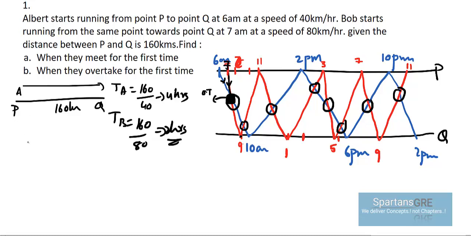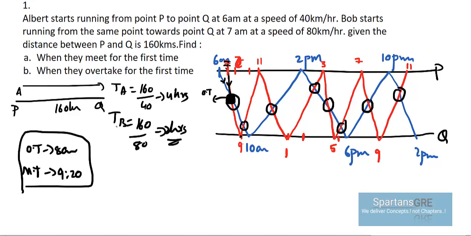When we solve, we got our overtaking time as 8 o'clock, 8 a.m., and our meeting time is 9:20. We are talking about the first meeting and the first overtake. So with the diagram, we are able to give a hint around which times it is going to happen. But when we calculated, we got the exact answer.